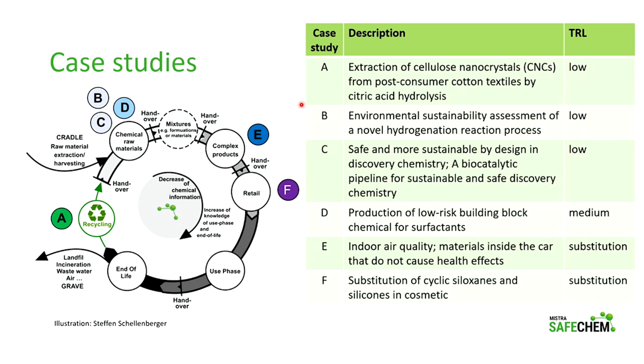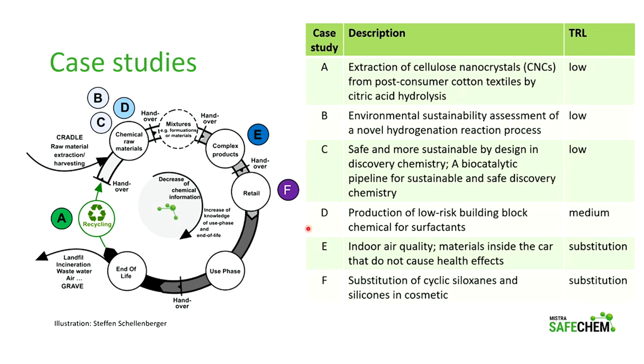In B, which was presented by Berlin this morning, they wanted to replace palladium as a metal in the hydrogenation reaction with nickel and an electrochemical process. In C, safe and sustainable by design in discovery chemistry. Here in silico predictions have been used to derive characterization factors with USEtox, and more than 100 substances have been assessed, and this will be more described by Hanna in a second.